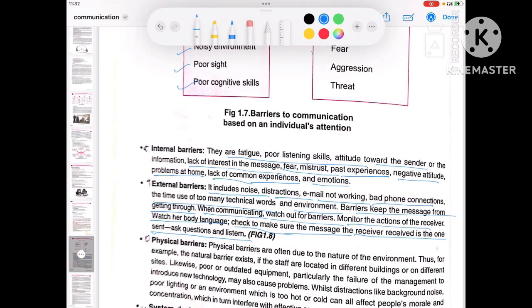Okay, so for external barriers, there are a lot of things: noise, distraction, email not working. All these barriers keep the message from getting through. When communicating, watch out for the external barriers. They should make sure that the receiver, those who are hearing, understands what the sender is saying. Okay, so that is the external barriers.